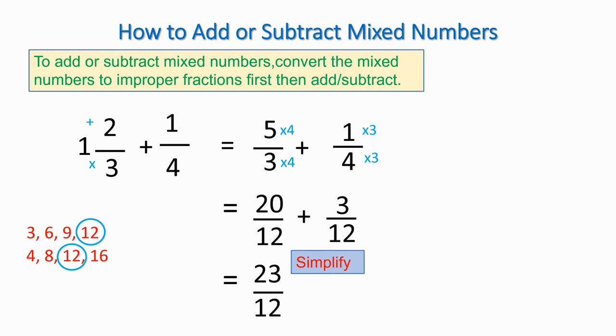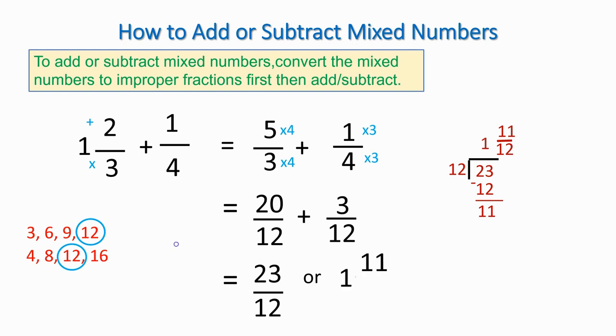So to simplify, we just divide 23 divided by 12. So how many 12s go into 23? So you have 1. 1 times 12 gives you 12. 23 minus 12 will give you 11. So you have 11 as the remainder there and over the denominator of 12. So a simplified form for 23 over 12 is 1 and 11 over 12.